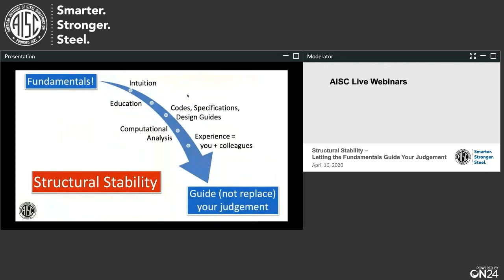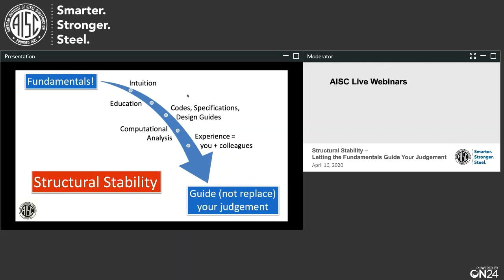So anyway, I'm going to wrap up here and just explain where I tried to take you, from an emphasis on the fundamentals. We talked about intuition on behavior, the importance of education, how design guides and specifications work. I showed you a lot about computer analysis, but with the warning that you shouldn't let it control you. You're controlling it.